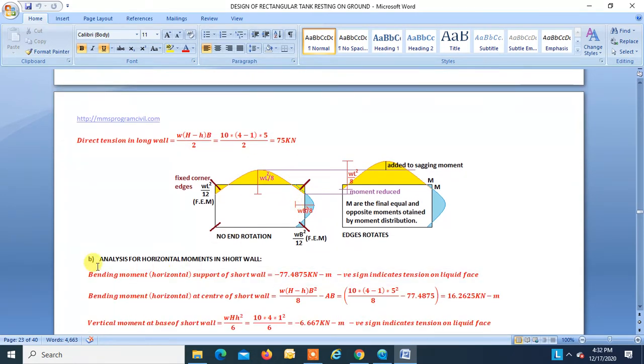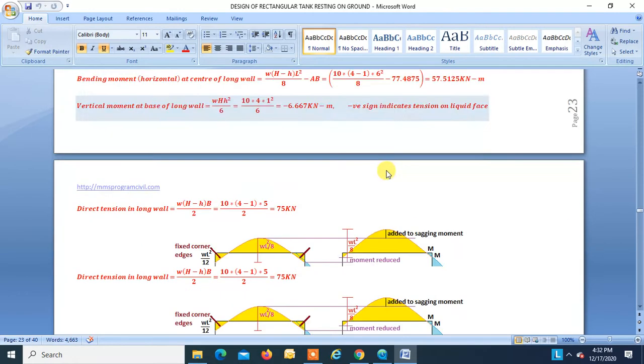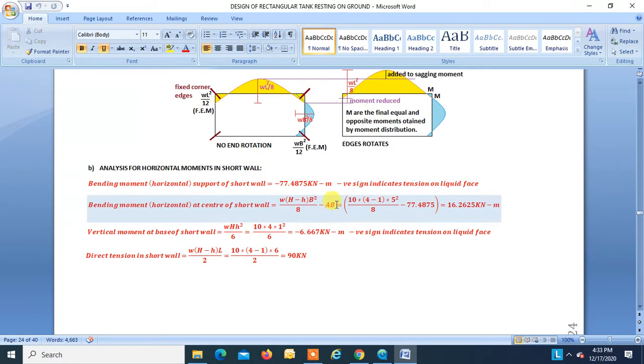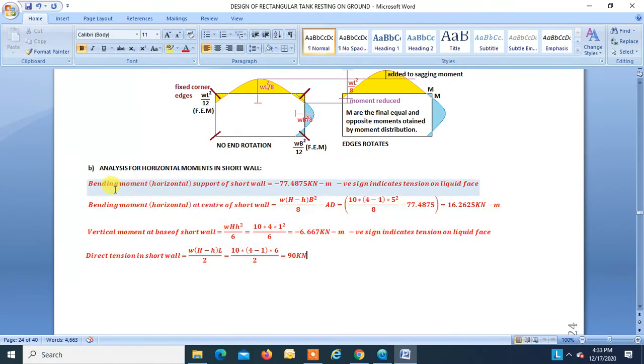Now analysis for the horizontal moment in the short wall. The horizontal bending moment at the support of the short wall is the same, because this is AB and this is AD. So this is AD over here, please take it as AD. This is what we have already found, that is 77.4875.